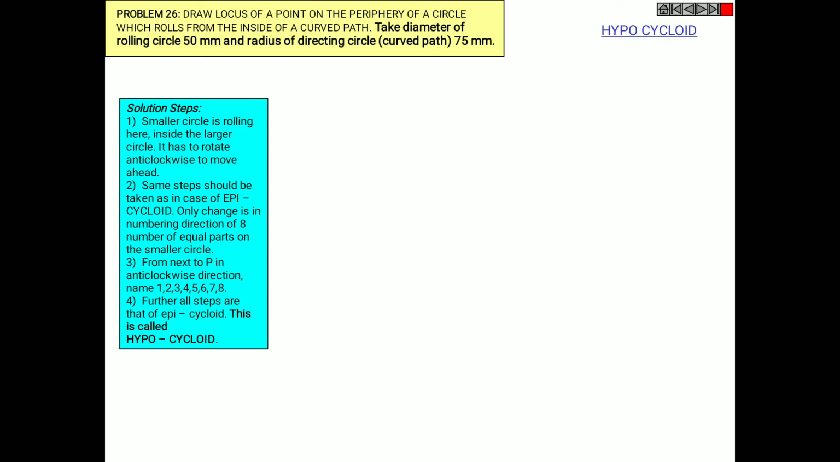The same steps should be taken as in the case of epicycloid. The only change is in the numbering direction of the 8 equal parts on the smaller circle. It should be in the anti-clockwise direction, so name 1, 2, 3 and so on up to 8. Further, all the steps are the same as in the epicycloid. Then you will obtain a curve called hypocycloid.